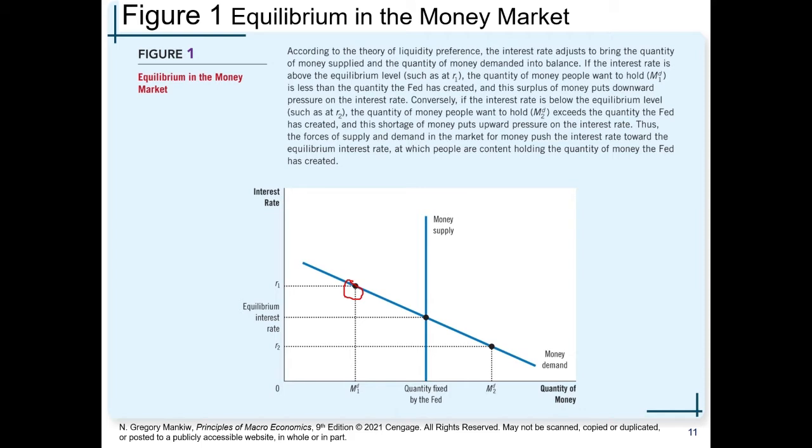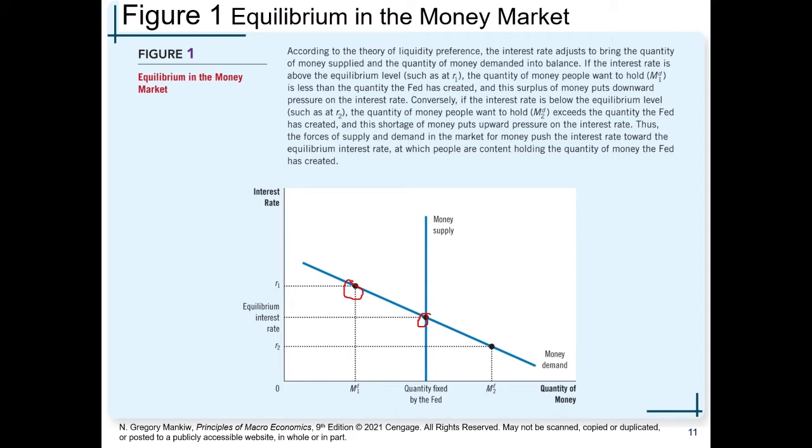The banks and bond issuers are going to respond by lowering the interest rate. When they lower the interest rate, we're going to be here, and then people are still going to have excess money. They're going to want to get rid of it. We're just going to inch along all the way until we get back to the equilibrium point.